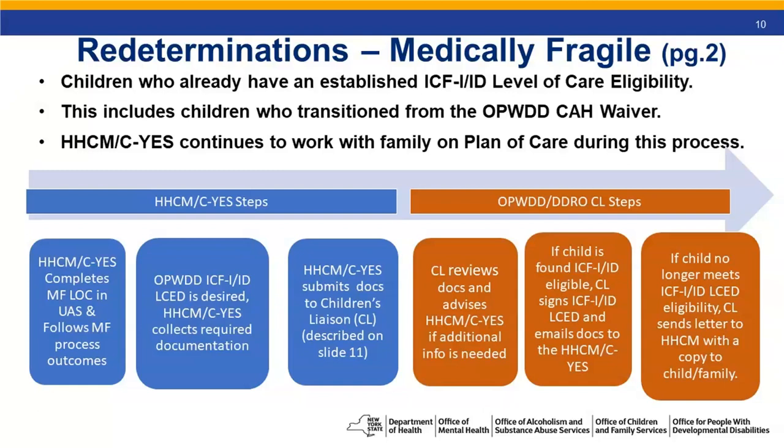During this process, the health home care manager and CES will continue to work with the family on their plan of care. So work doesn't end, or it's not just held up because this process is going forward. The work needs to continue on the child's plan of care. Yeah, I think it's really important to note that once the care manager or CES has determined the children's waiver, medically frail, level of care, whether they continue to be eligible or not, then you would do the process that is outlined in our workflow. So this is how you connect with OPWDD.